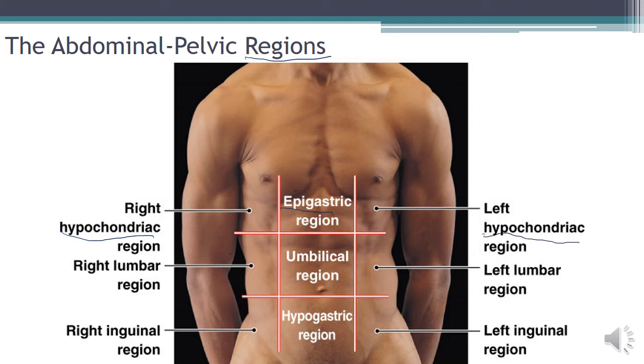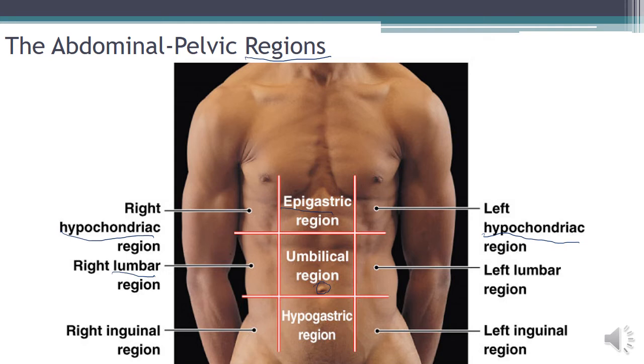If we go to the second row, the region here to the right is called the lumbar region. The middle region, the middle of the tic-tac-toe, is the umbilical region, right around the belly button. And then to the left side of the umbilical region, you have the left lumbar region.